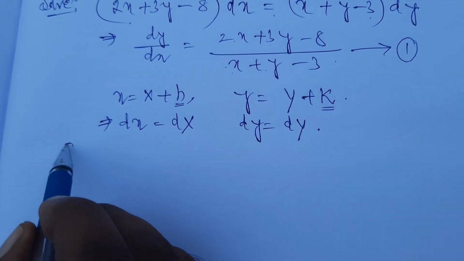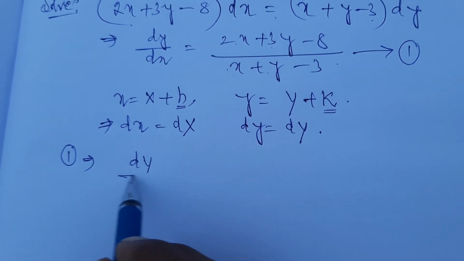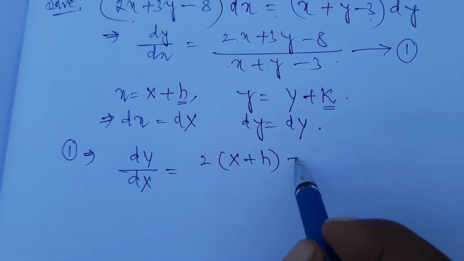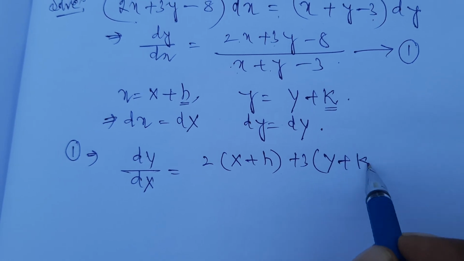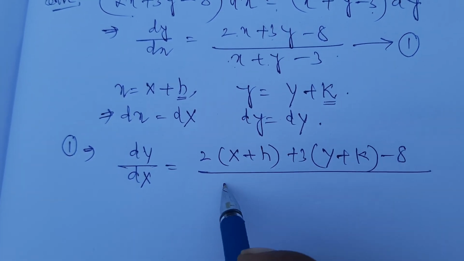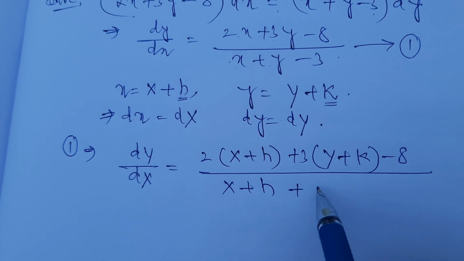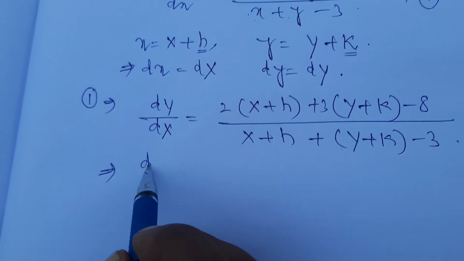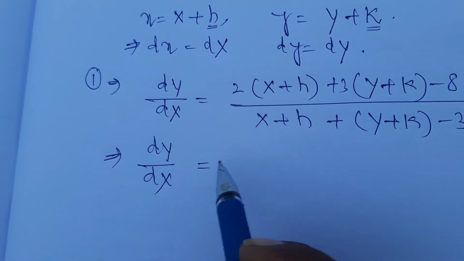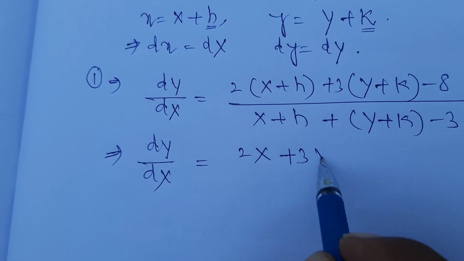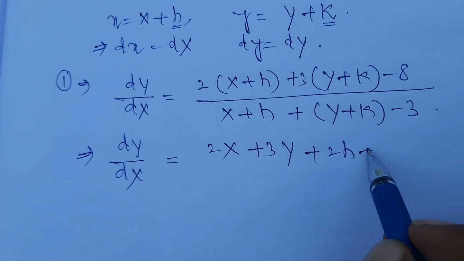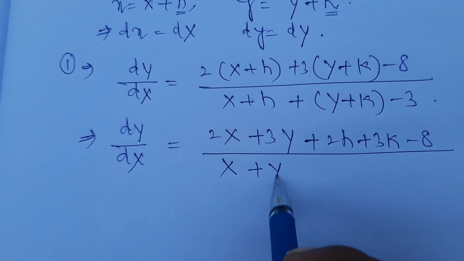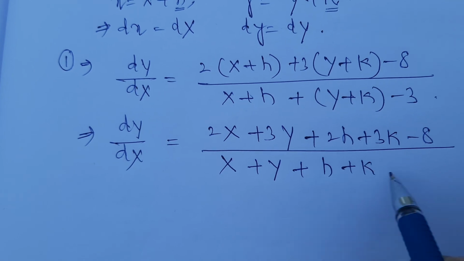Therefore equation 1 changes to d capital Y by d capital X is equal to 2 into (capital X plus h) plus 3 into (capital Y plus k) minus 8, whole by the denominator capital X plus h plus capital Y plus k minus 3. Now the equation changes to d capital Y by d capital X is equal to 2X plus 3Y plus 2h plus 3k minus 8, whole by X plus Y plus h plus k minus 3.